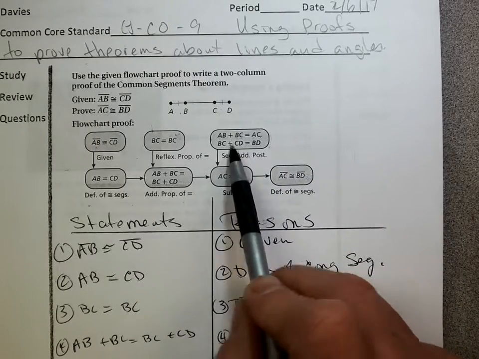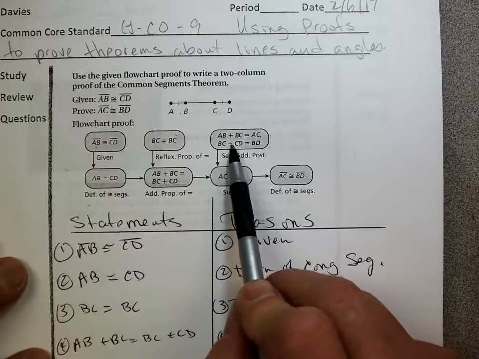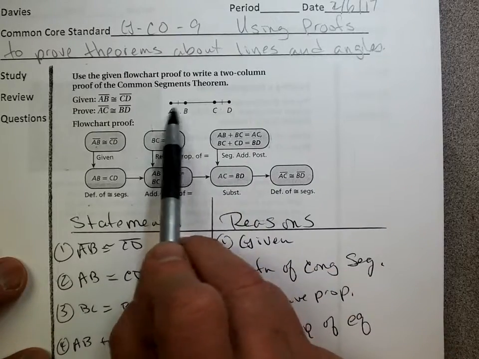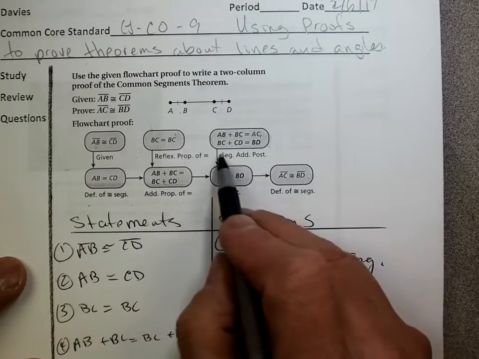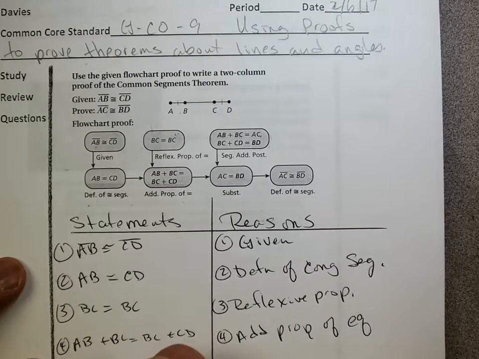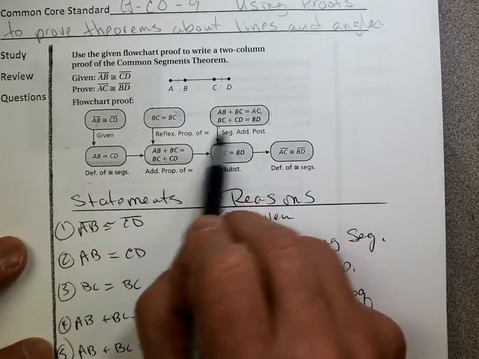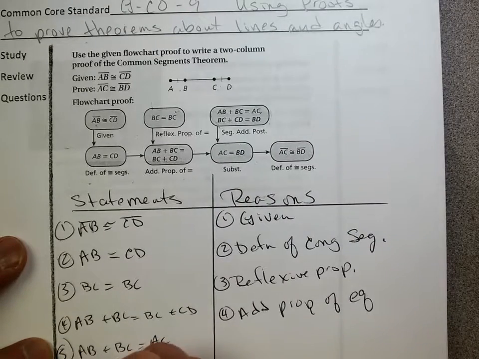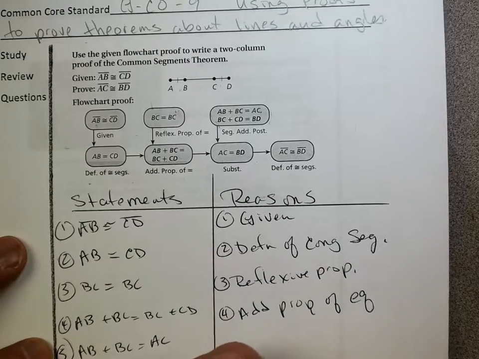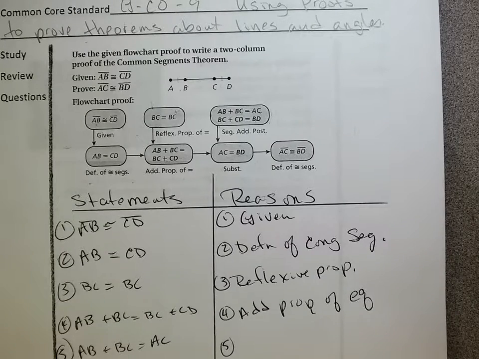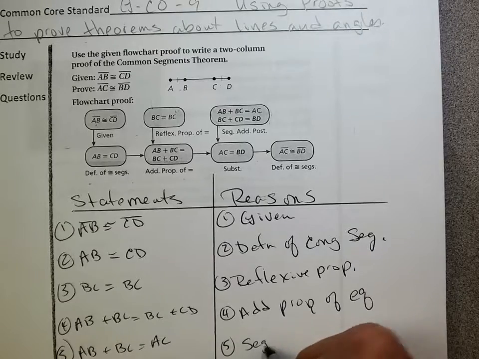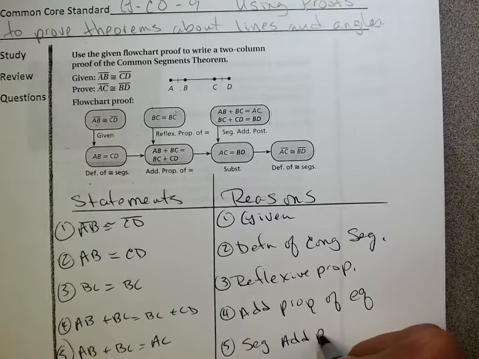And then we'll flow down to here. So then we are going to put AB plus BC equals AC. So AB plus BC equals the full thing. That's just segment addition. And let's put the other piece in there too: BC plus CD equals BD. The reason? They tell us segment addition postulate. Don't you like these? These are easy. We don't have to do any work. They're doing the work for us.